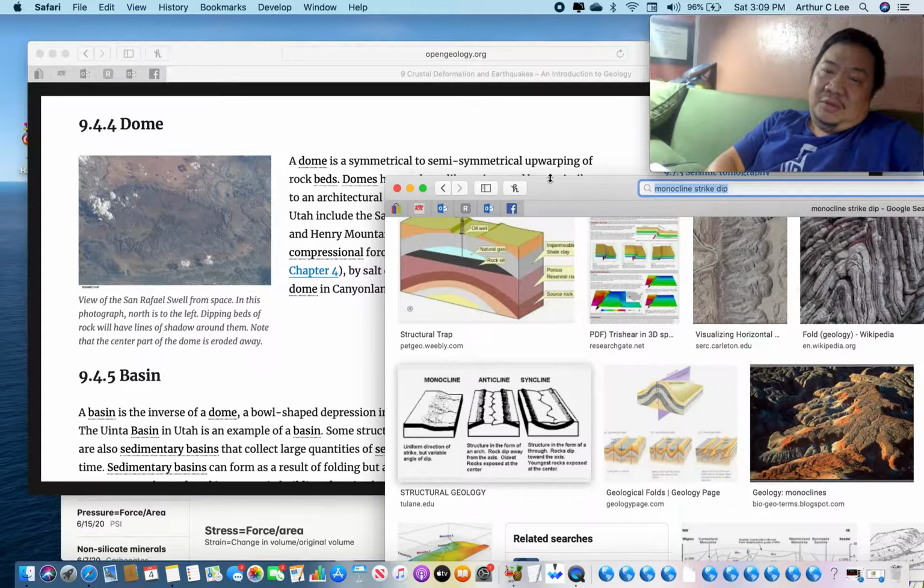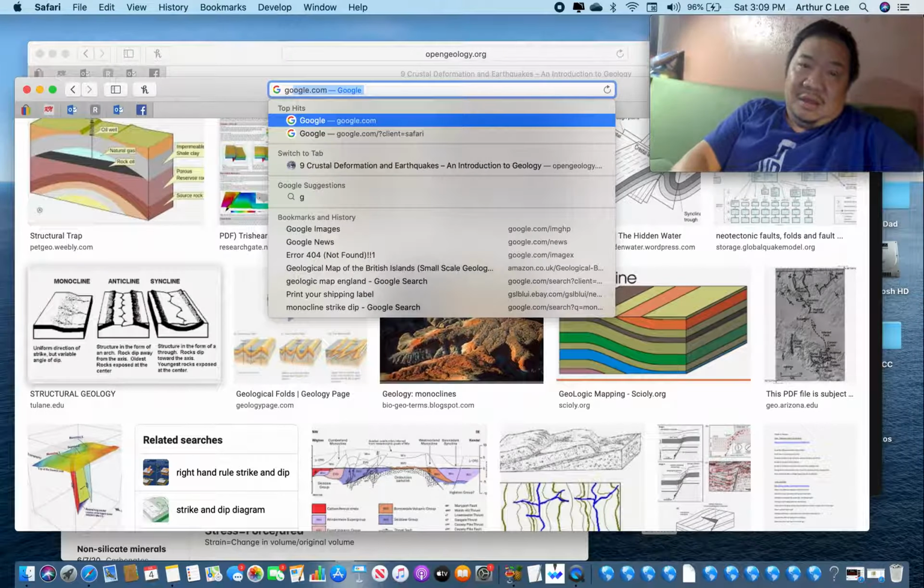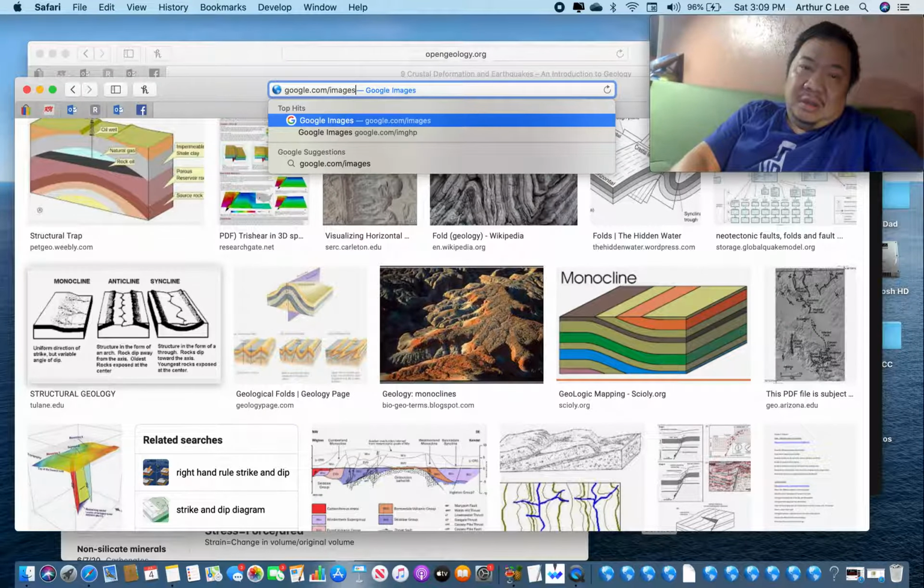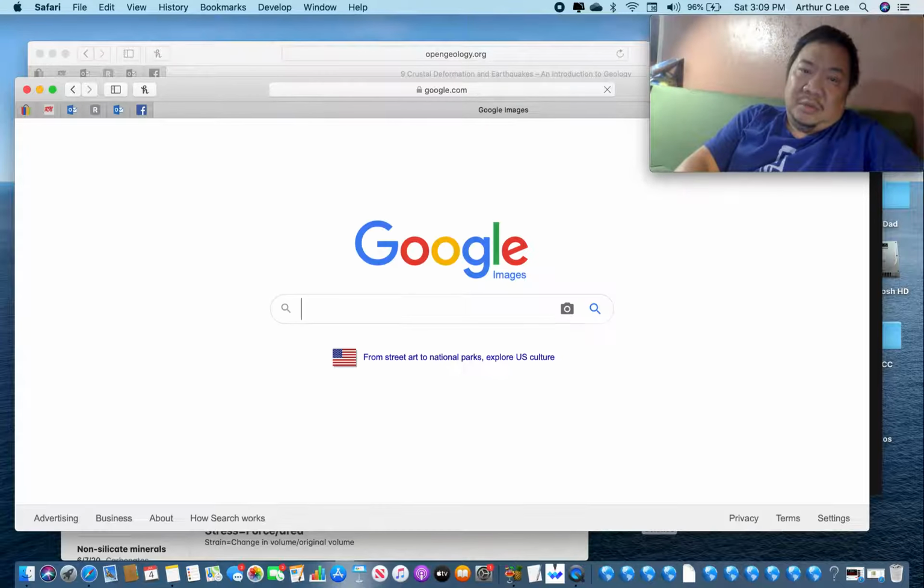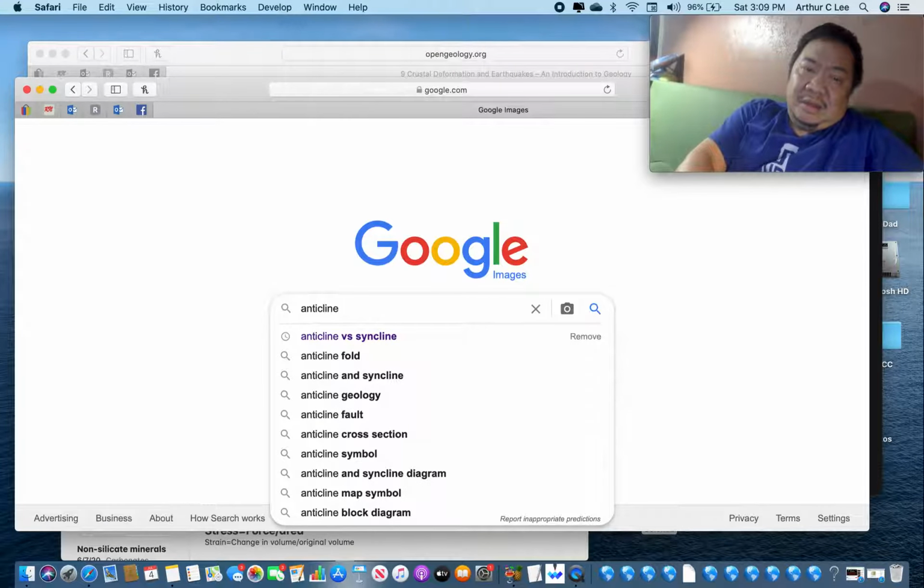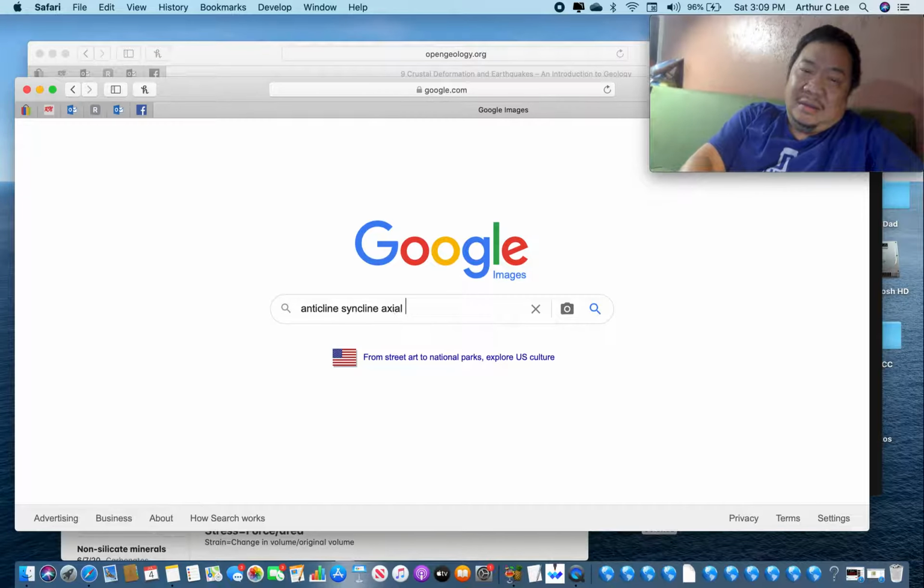One more thing before we get into domes and basins is we need to know some terms here. So let me show you what these terms are. Anticline, syncline, axial plane.